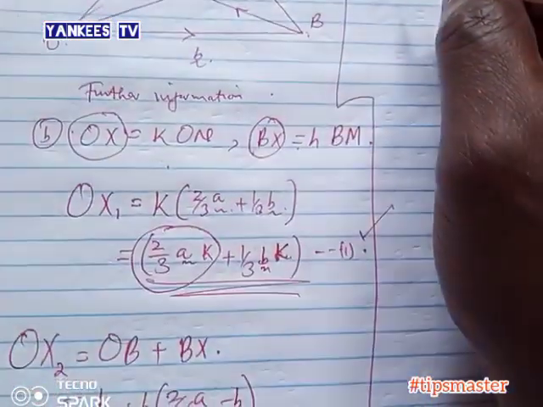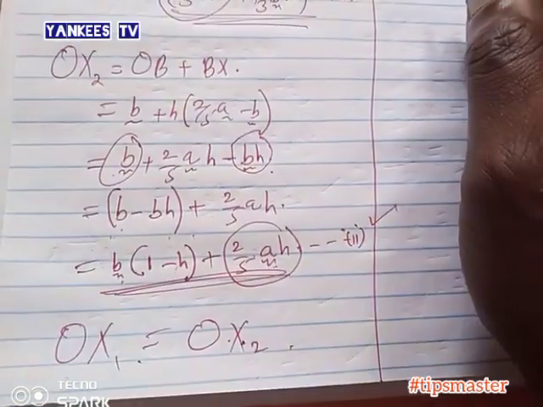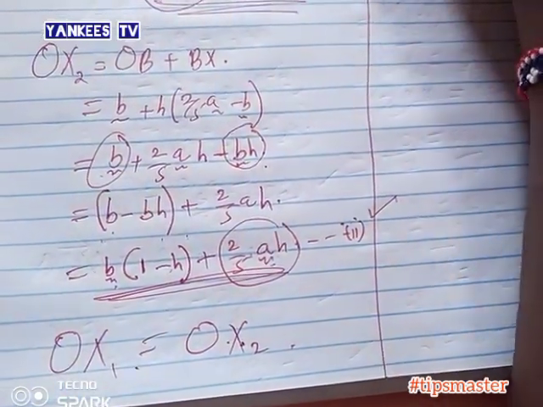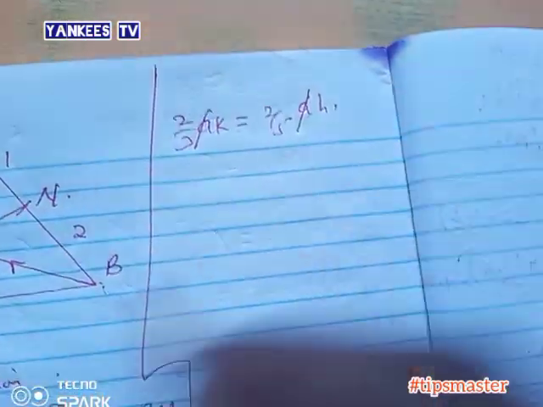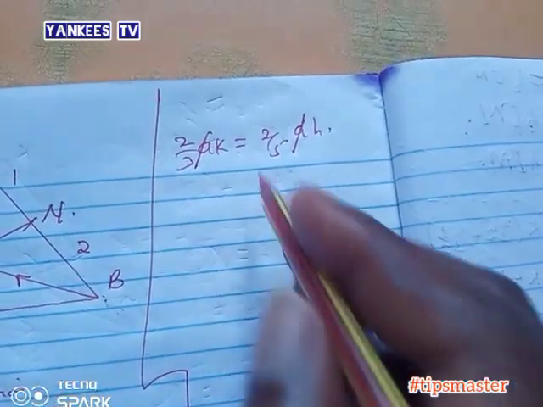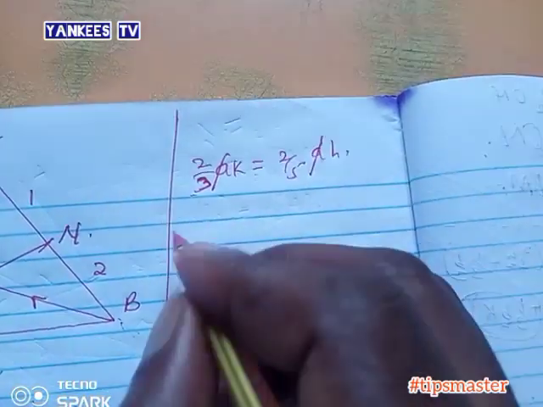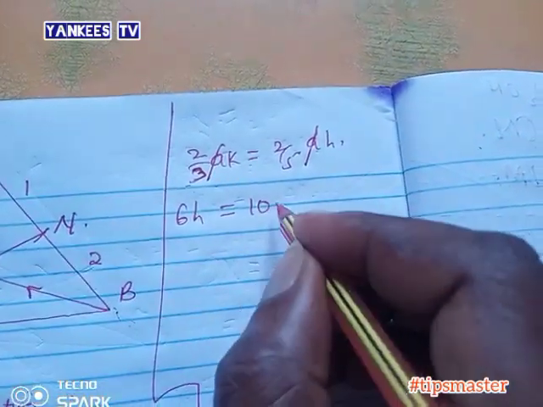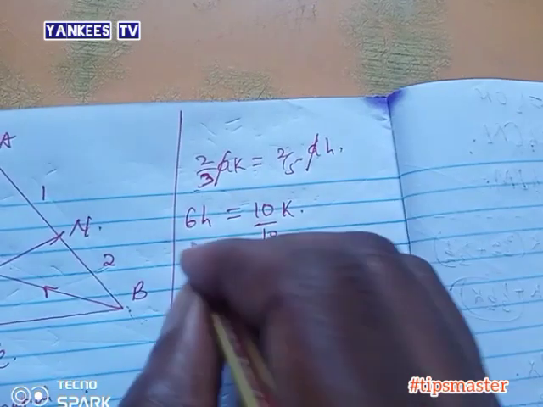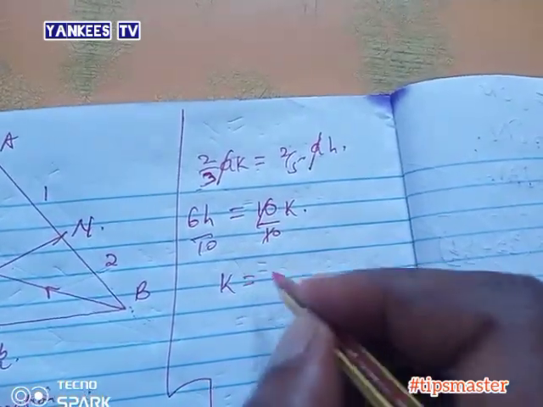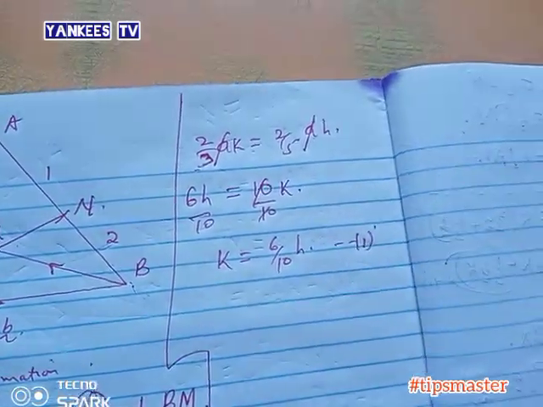So what does it mean? It therefore implies that 2 over 3 AK should be equated to 2 over 5 AH. I eliminate A by dividing by A both sides. Cross multiplying, we shall have 6H is equal to 10K. I want to make K the subject, divide by 10, so that K alone is 6 over 10H. This is still our equation 1 again.